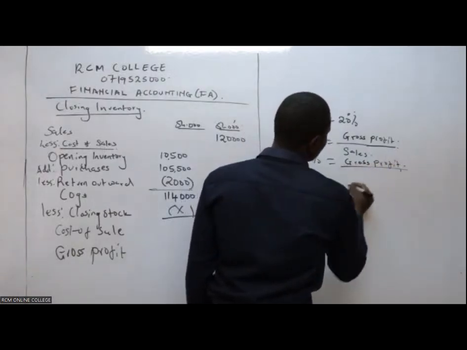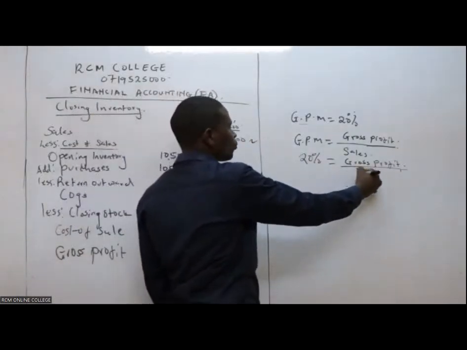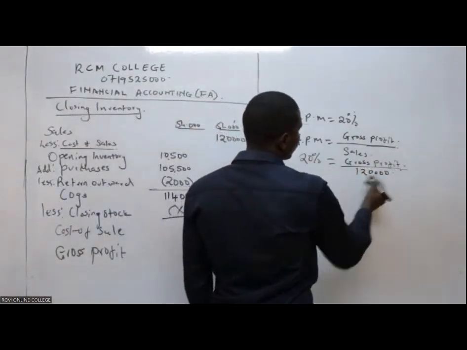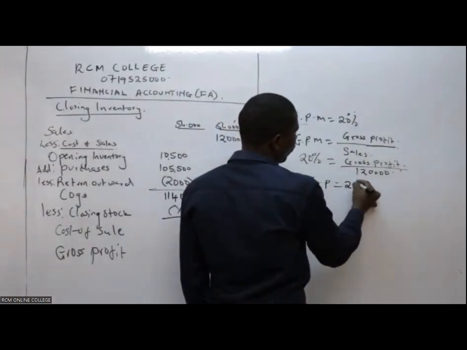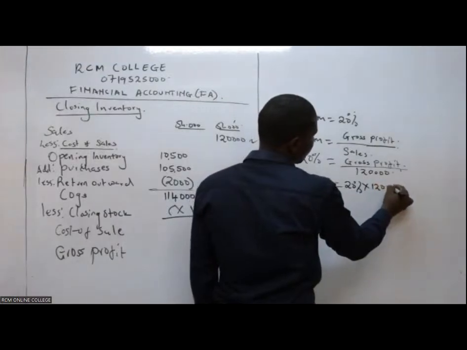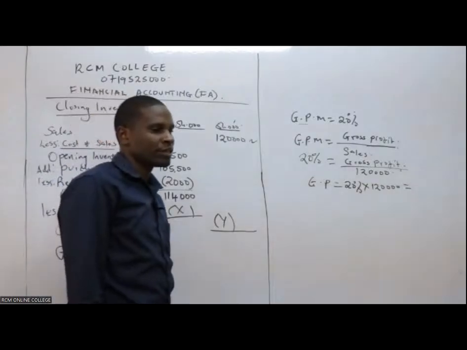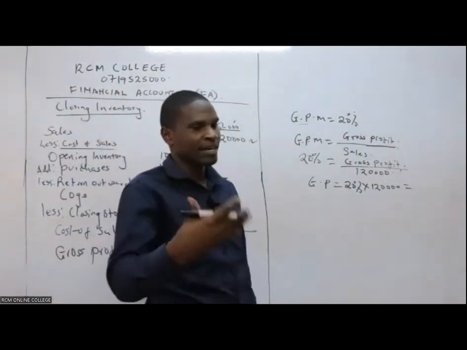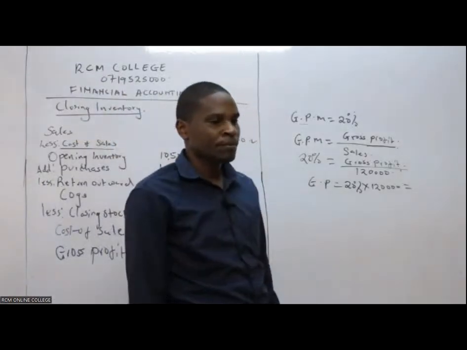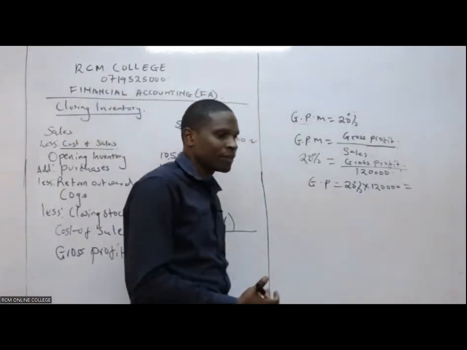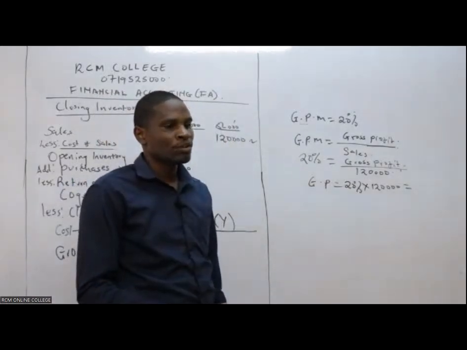So what is our sales? Our sales automatically we have as 120,000. So in this case, we can get our gross profit, which will be equal to 20% of 120,000. Now, somebody to give me 20% of 120,000. Takuwa ngapi? Nataka twende haraka haraka tumalizane na hii kitu. I want you to get the concept. Getting the concept is very important. So what is 20% of 120,000?